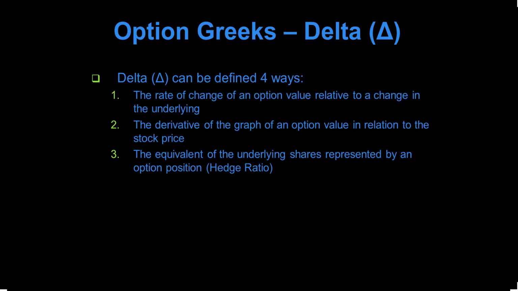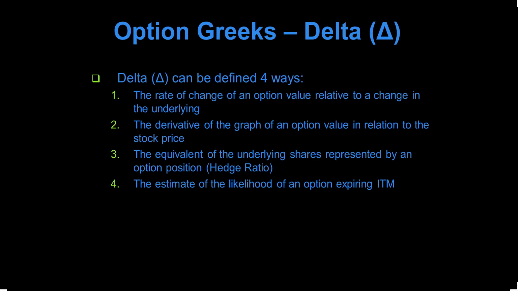The third is the equivalent of the underlying shares represented by an option position. I call it the hedge ratio. When we get into option synthetics, you'll see what I'm talking about there a little bit clearer. But I'll go through an example with you tonight. I'll go through the math, just show you how it works. The fourth is the estimate of the likelihood of an option expiring in the money.